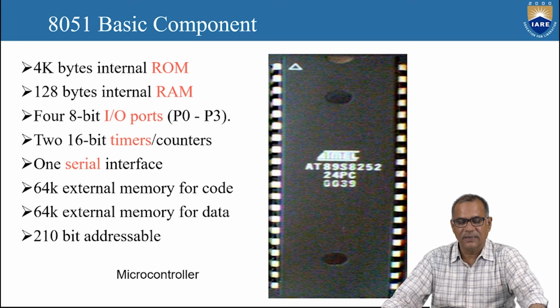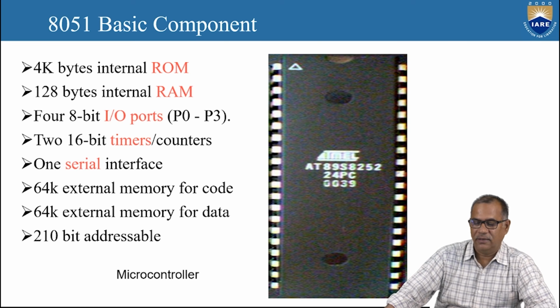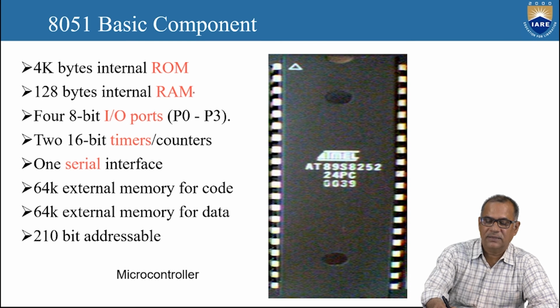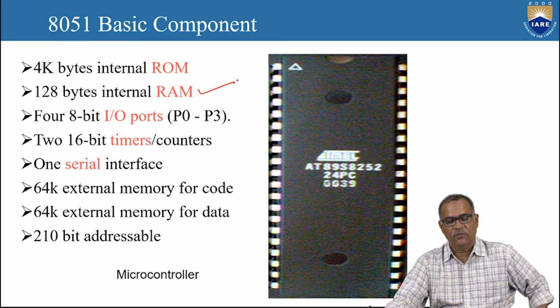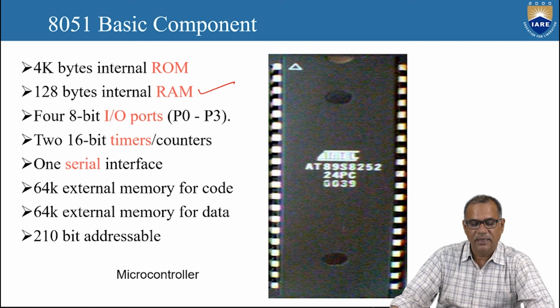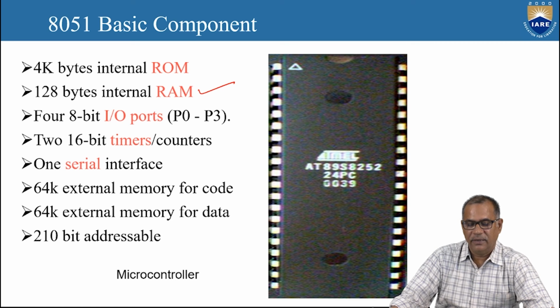So this is the basic pin diagram, or this is how the 8051 or 89C52 microcontroller looks like. It's a 40 pin device, and the 8051 has 4 kilobytes of internal ROM as we have discussed, and it has 128 bytes of RAM, and it has four 8-bit I/O ports. That means there are 32 I/O lines and two 16-bit timers, and it has one serial interface, and 64K external memory can be added to it in case it is required, and 64K external memory also can be added in case it is required.